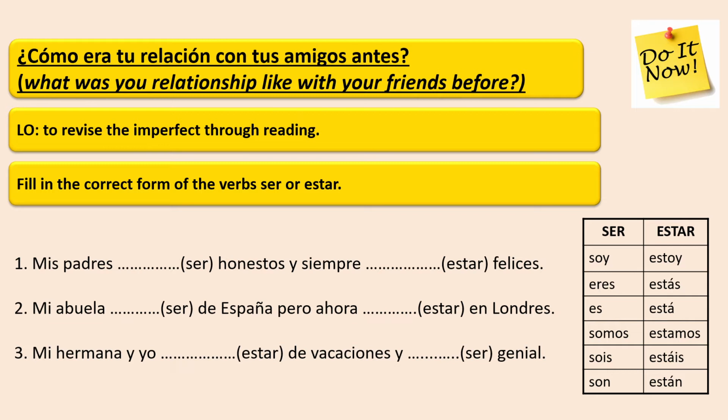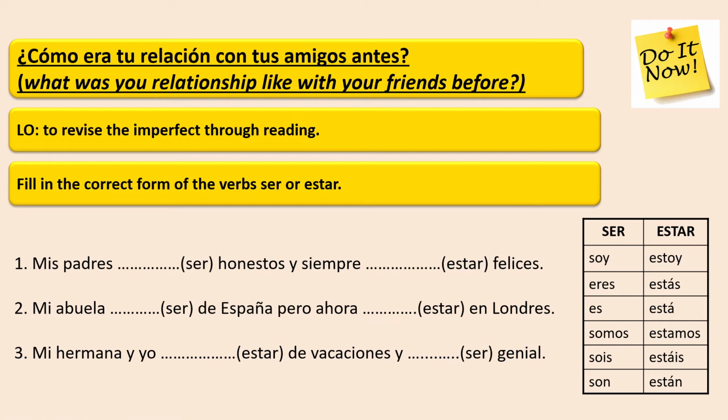Before we do any of that, let's revise the use of ser and estar because this is going to be important to describe your relationships with people. Remember, ser is permanent and estar is temporary. So read sentences 1, 2, and 3 before deciding on the correct form of ser and estar, that is to go in the gaps. Give yourself about 5 minutes to do this and come back for the answers.